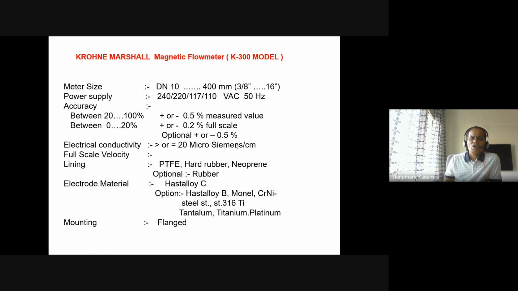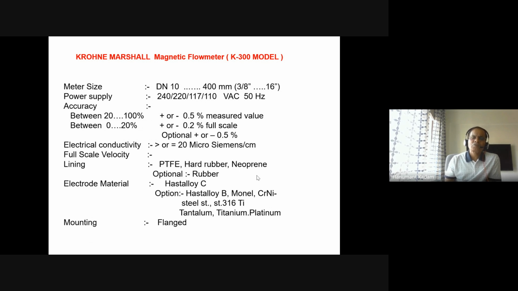Full scale velocity and lining. Full scale velocity depends on your size and your product. So it is not mentioned here, but you can say lining. As I told, it is PTFE, means Teflon, which we call white color Teflon. PTFE means Teflon, and hard rubber or neoprene. Optional is a rubber. So you can have a lining inside to get isolation from short circuit, as I told.